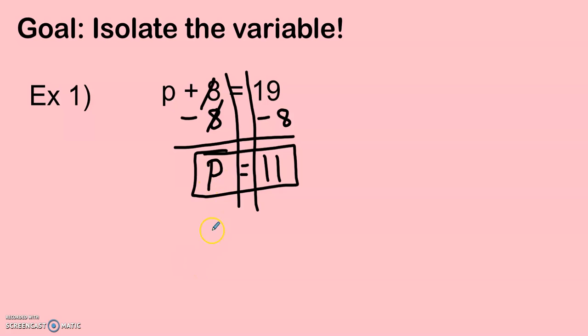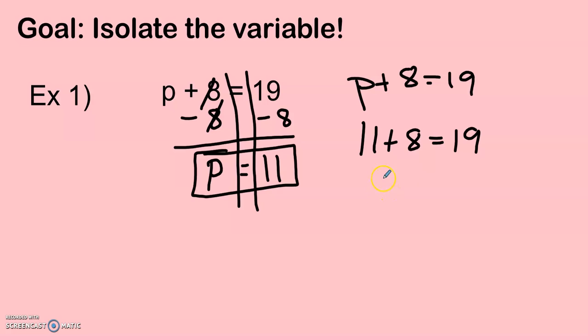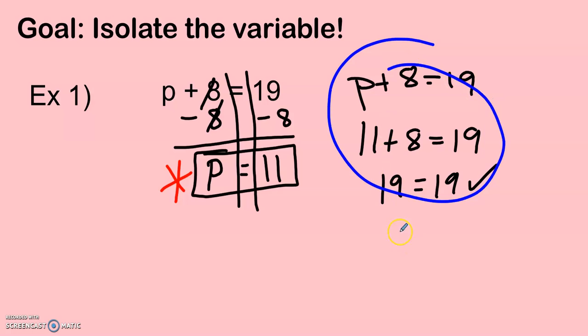We can always check our work too, because we believe in our original statement, p plus 8 equals 19. If p is 11, that would make this a true statement. So if I plug that back in, 11 plus 8 equals 19. 11 plus 8 is 19, and we get a true statement. So it works out. Now, our actual final answer is this p equals 11. The work that we did over here is just side work to check. Okay, so this is just helpful to you.